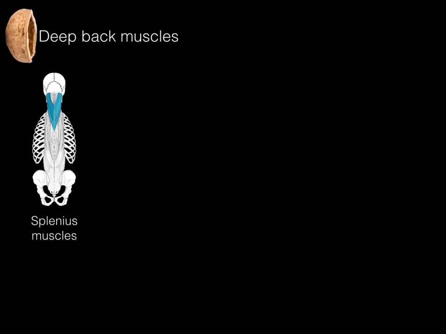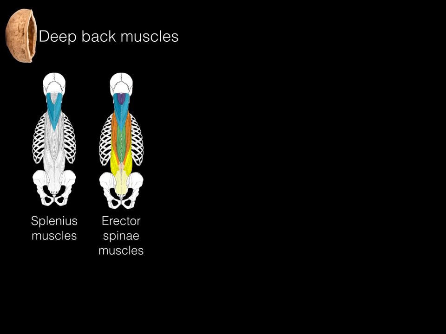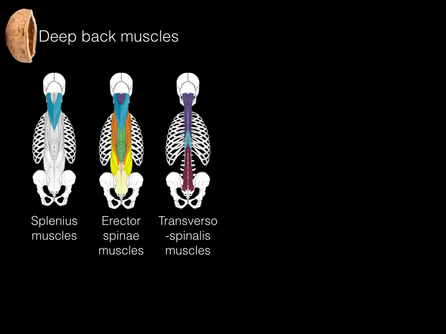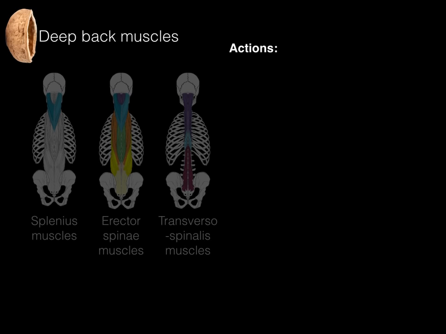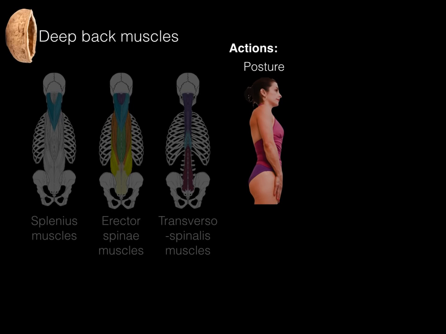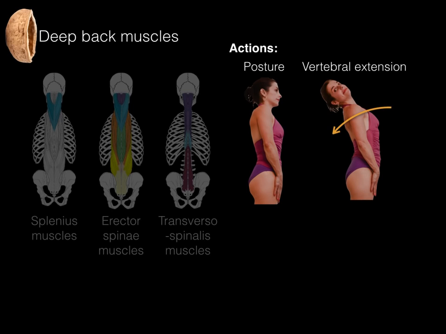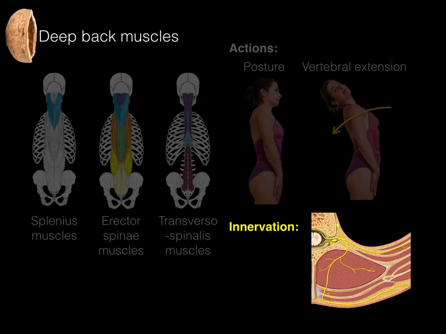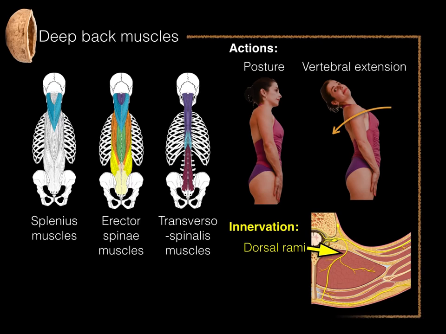All right, so here we've got those deep back muscles. And so we have our splenius muscles, and we also have the erector spinae muscles, and we also have the transversospinalis muscles. These are all our deep back muscles. And the actions of these deep back muscles is posture, keep your vertebral column erect, but also extension of the vertebral column. And the nerves responsible for innervating these muscles to cause those actions is via dorsal rami, segmental innervation at every level. There, my friends, are the deep back muscles in a nutshell.